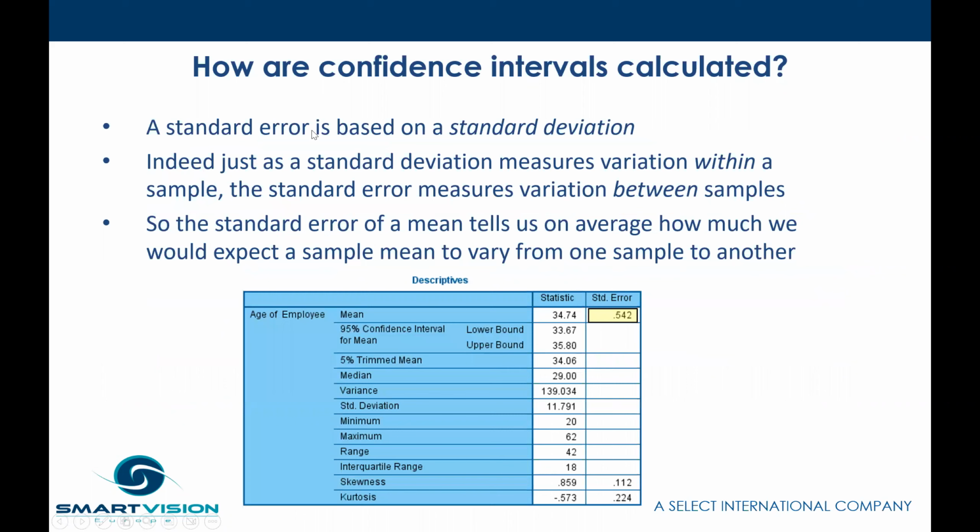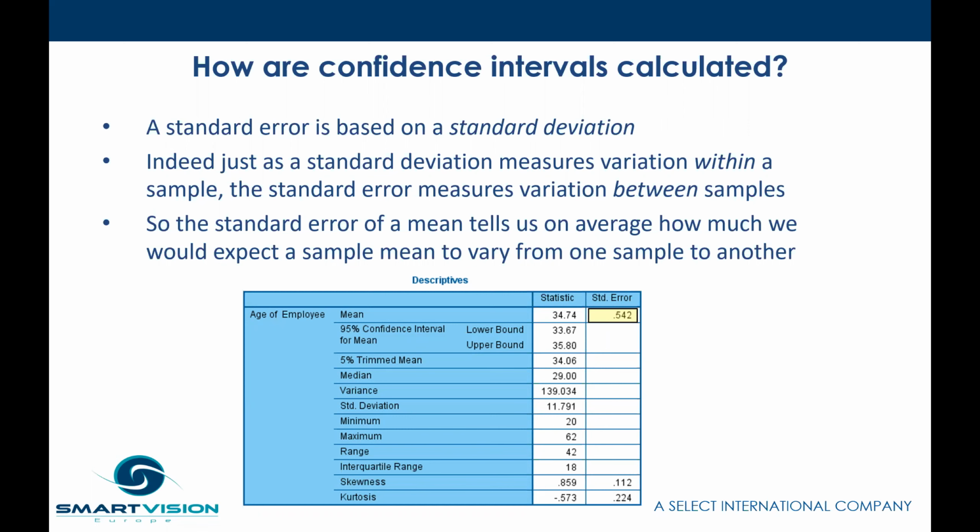So a standard error is based on the standard deviation. You actually see it here. It's reported as part of the output from the explore procedure in SPSS. And there's the standard error, 0.542. Indeed, just as a standard deviation measures the variation within the sample, so you've all been taught about standard deviations and how they relate to means. Standard deviation tells you on average how much a value is going to vary about the mean. The standard error measures the variation between samples. So it tries to estimate. It looks at your mean value and it looks at the number of cases you have.